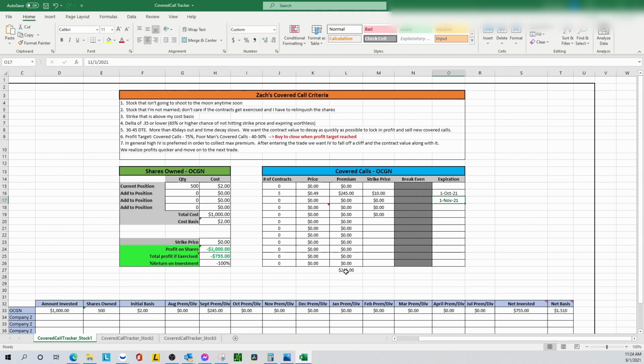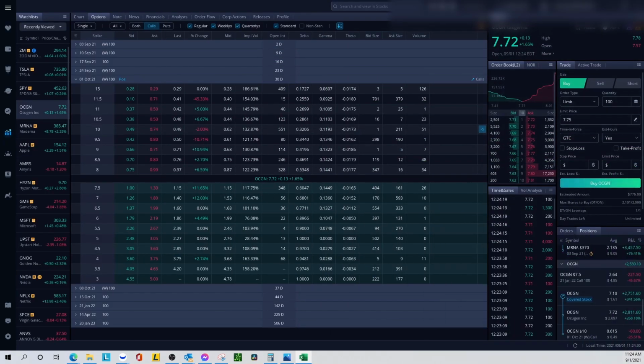So if I collect $245, now my amount invested goes from $1,000 to a net invested of $755, because I collected $245, and my net basis goes from $2 to essentially $1.50. So let's take a look at the actual trade. And so here's the option chain for October 1st, OCGN call contracts.